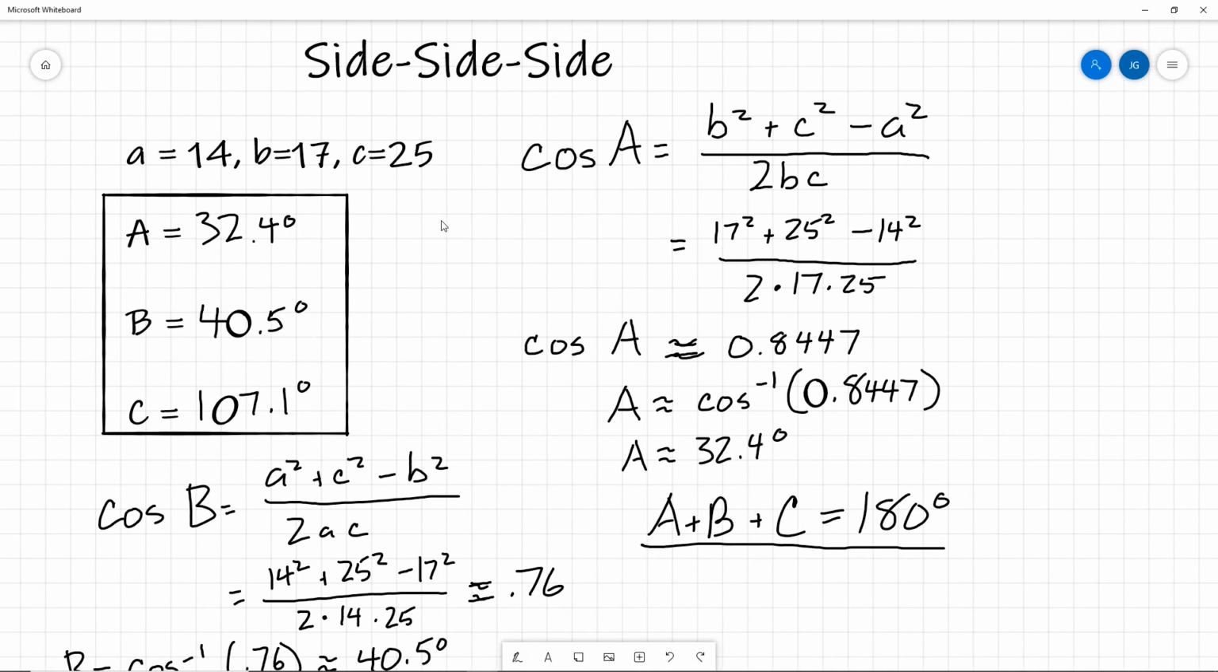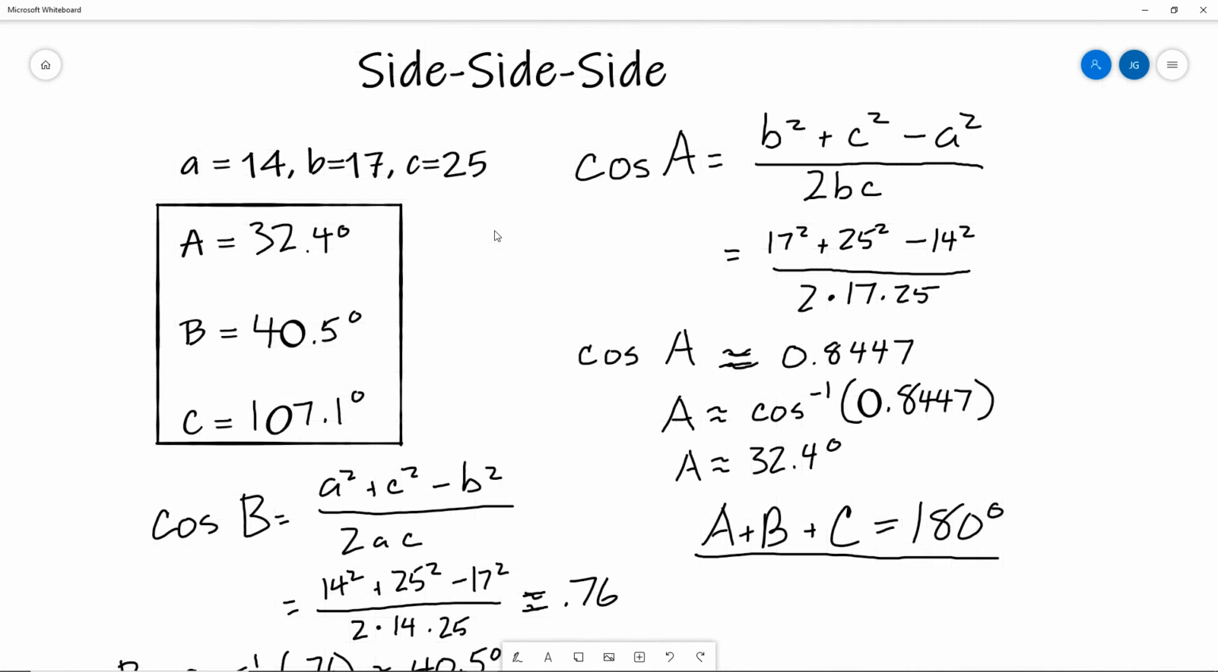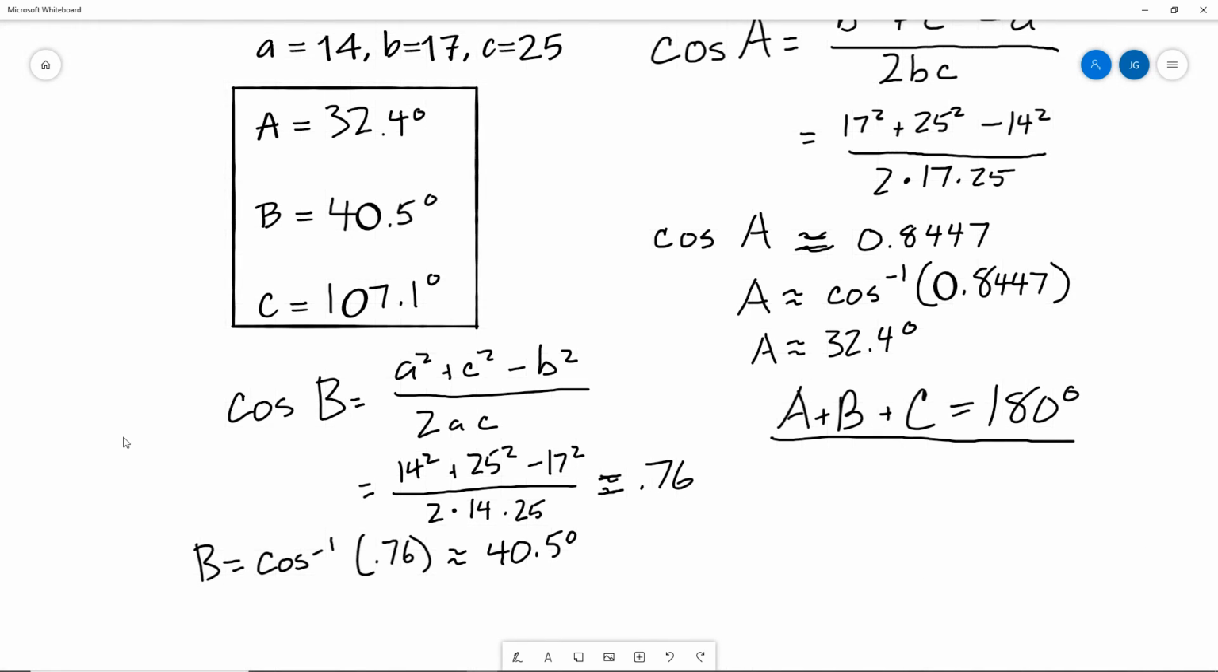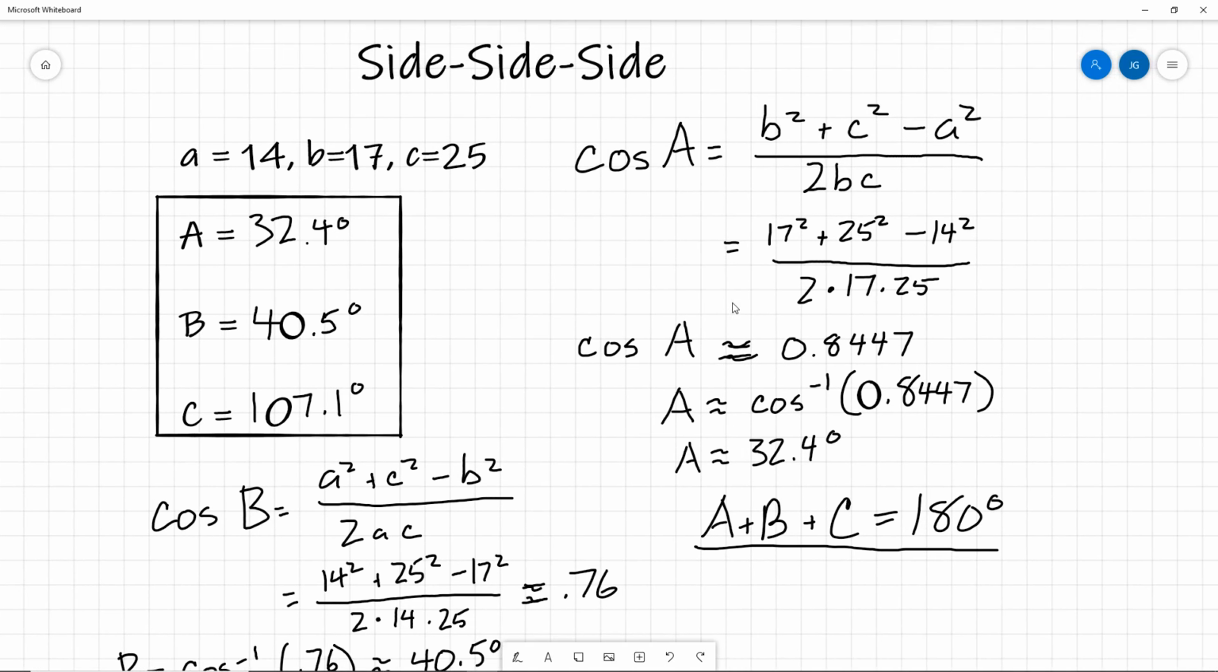All right? So that's how we use side-side-side to solve for a triangle. We use the law of cosines to figure out whatever our first angle is. We can then go ahead and use the law of cosines again to figure out our second angle. And then whatever's left over in 180 is going to be what our third angle is. So that's side-side-side.